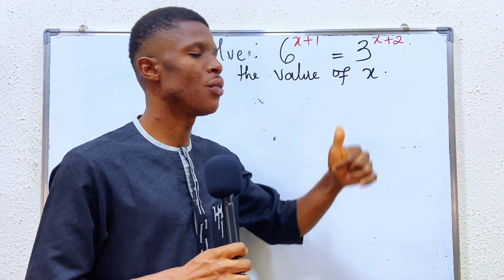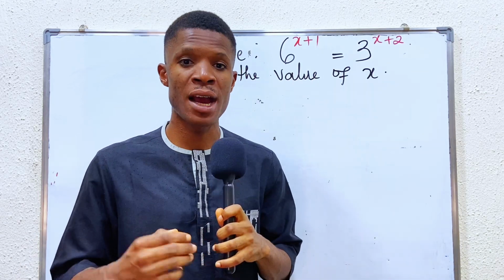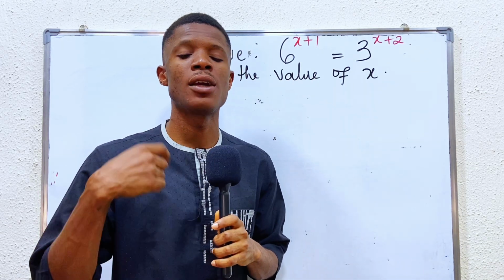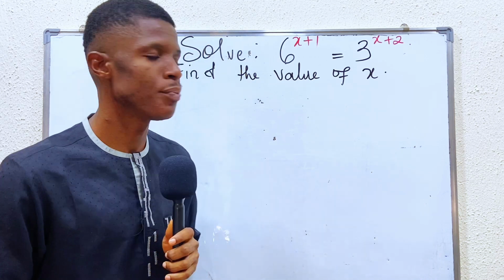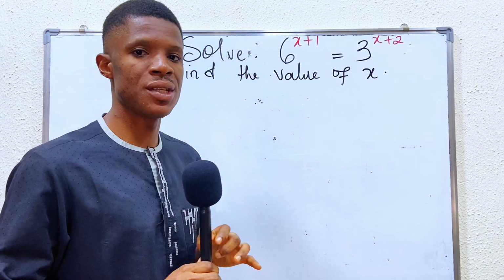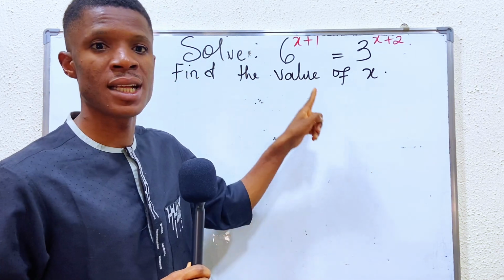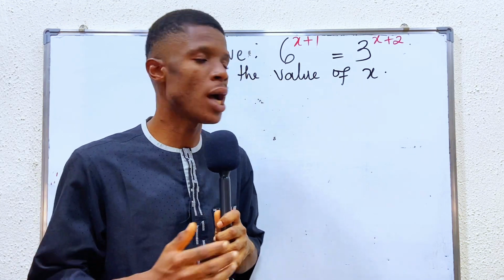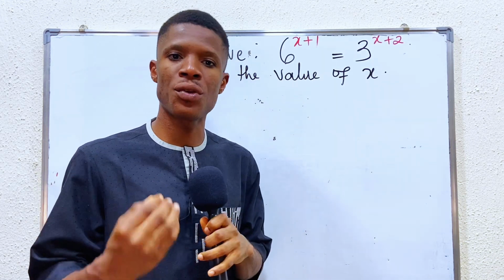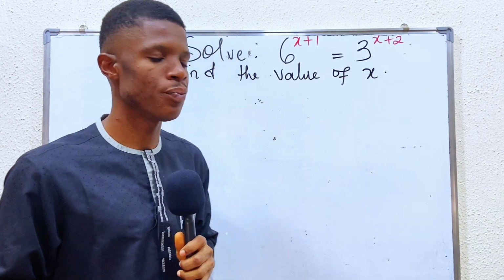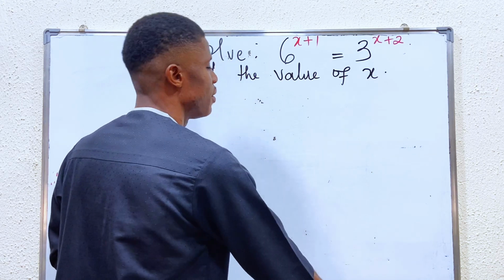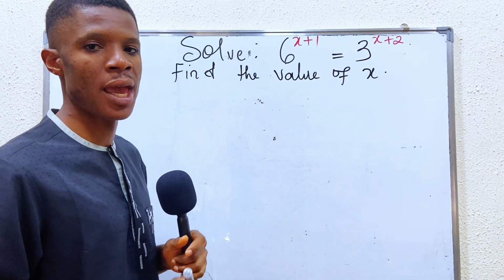Can you solve this Maths Olympiad problem we have on the board? If you think you can, pause the video and make a guess. We are told to solve this exponential equation that 6 to the power of x plus 1 is equal to 3 to the power of x plus 2. We are expected to provide the solution for the value of x.